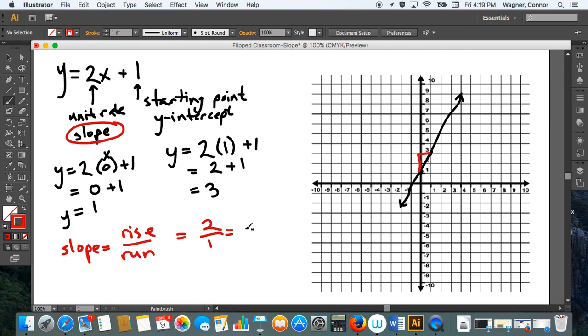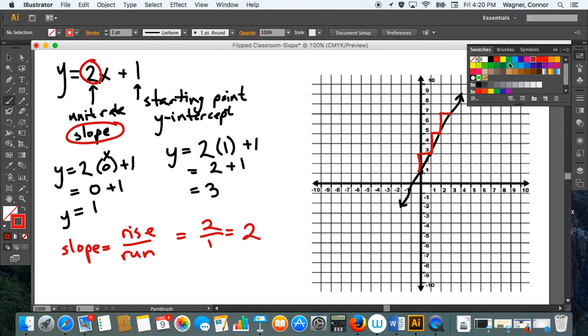And what do you notice? If we do 2 divided by 1, we're left with 2. Where did we see that before? Oh, wait. It's up here. It's our unit rate. That is what is happening in this equation. Every time x is going up 1, y is going up 2. And this continues over and over again. The rise is 2, and the run is 1. And so you kind of get this stair pattern in our graph, which is why we end up with this linear relationship.